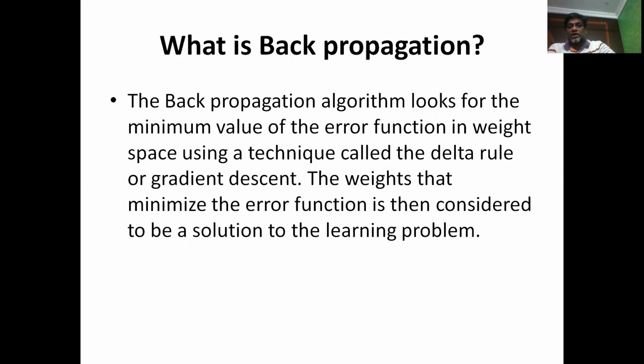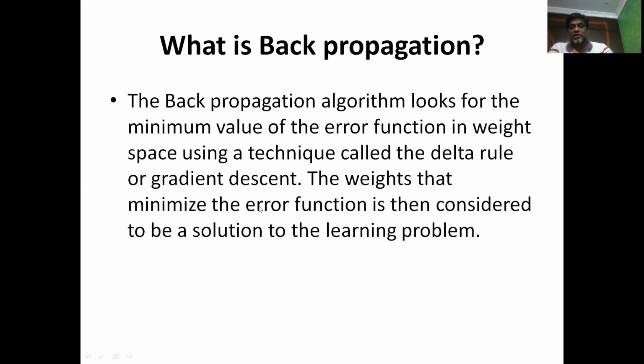Okay, let us start the actual algorithm. The backpropagation algorithm looks for the minimum value of the error function in a weight space using a technique called the delta rule, which we discussed in the second unit, or a special optimization technique called gradient descent. Either we can use the basic delta rule, or we can go with an updated gradient descent method for better results.